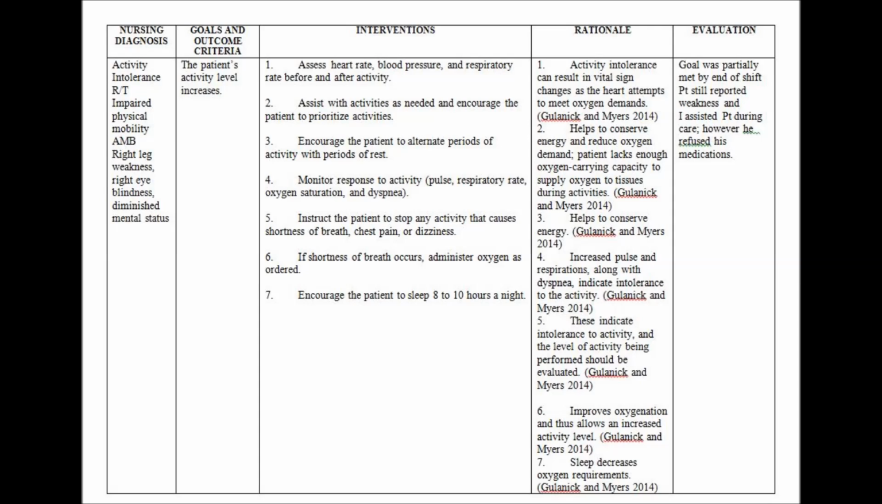The interventions include: assess heart rate, blood pressure, and respiratory rate before and after activity. Assist with activities as needed and encourage the patient to prioritize activities. Encourage the patient to alternate periods of activity with periods of rest. Monitor response to activity, including pulse, respiratory rate, oxygen saturation, and dyspnea. Instruct the patient to stop any activity that causes shortness of breath, chest pain, or dizziness. If shortness of breath occurs, administer oxygen as ordered, and encourage the patient to sleep 8 to 10 hours a night.